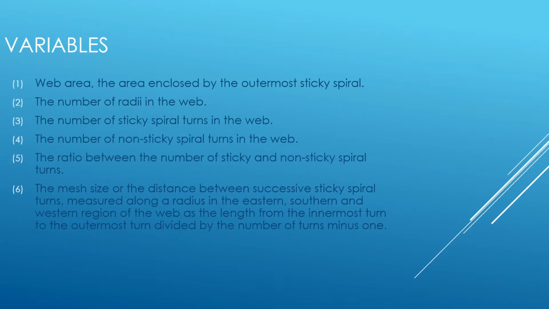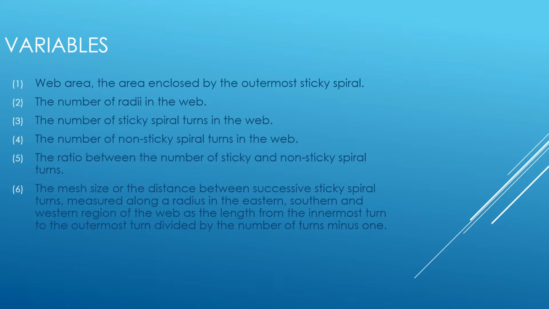So here are some important variables I want to have in my simulation in order to meaningfully mimic a real orb spider web. First, we have the orb web area, the area enclosed by the outermost sticky spiral, then the number of radii in the web, and then the number of sticky spirals in the web, and to follow that up, we will also want the number of non-sticky spirals in the web.